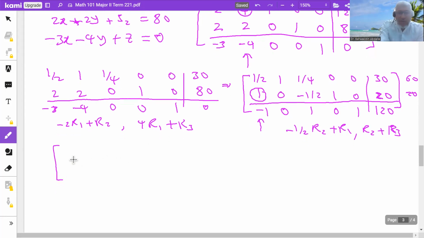The first tableau, the first line will change. So let us do it. Negative half plus half, that's 0. 0, so we have 1 here. Negative half times negative half, 1 over 4 plus 1 over 4, that's 1 over 2. Negative half times 1 plus 0 is negative half. Then negative half times 0 plus 0 is just 0. Negative half times 20, that's negative 10 plus 30, that's 20. And the second row as it is without any change.